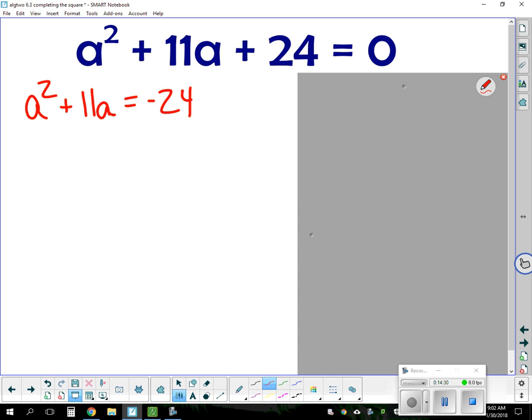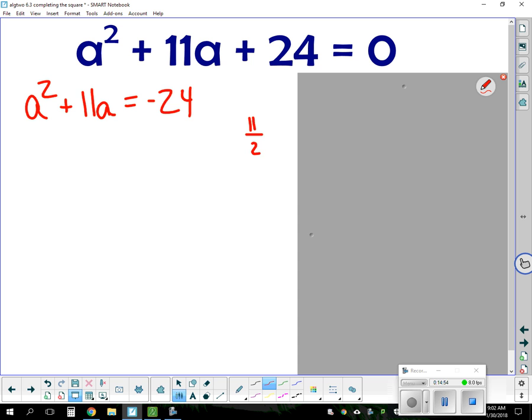Subtract the 24. Quadratic and linear term equal to a constant term. Then what? Take b divided by 2 and square it. Unfortunately, it's a fraction. But we're not scared of fractions, right? Fractions are just numbers.